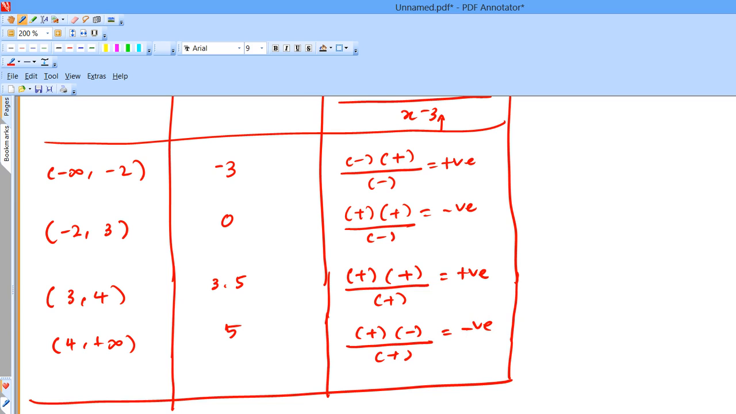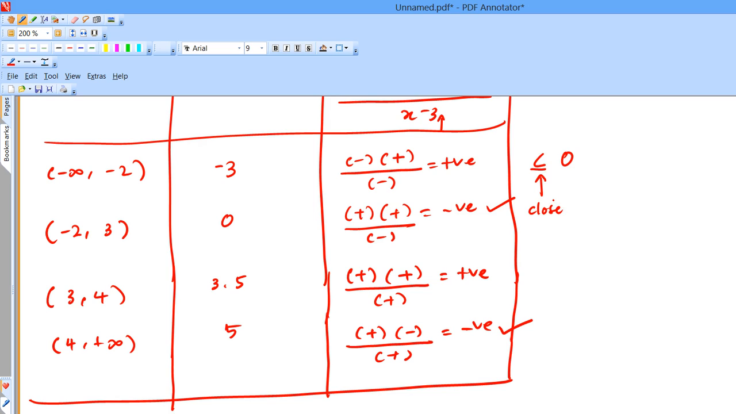Okay, based on the sign of a rational expression, our inequality is actually less than or equal to 0. We want to find the negative sign since our inequality is less than or equal. So we can choose the second interval and the fourth interval. And at our inequality symbol, we have less than or equal, which means we will use a close bracket.